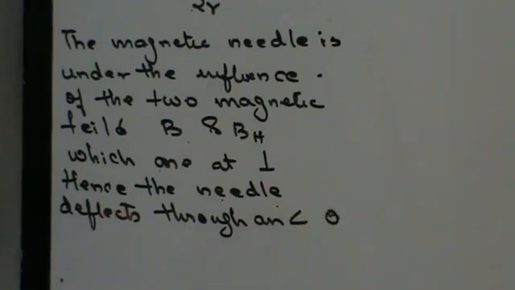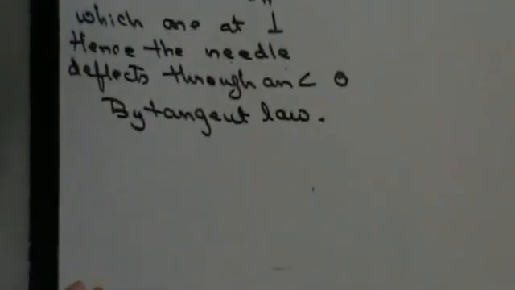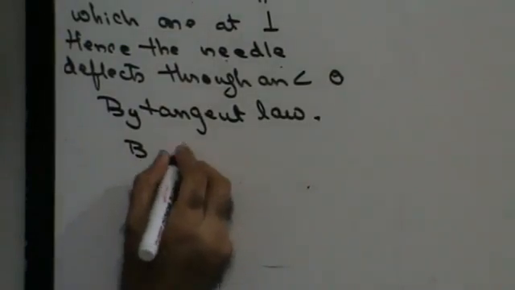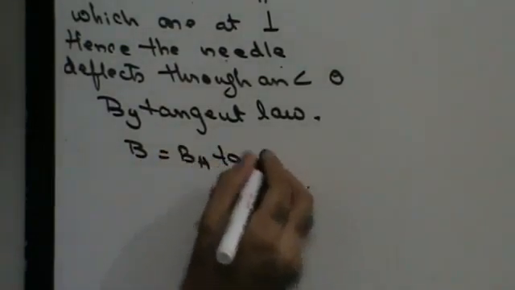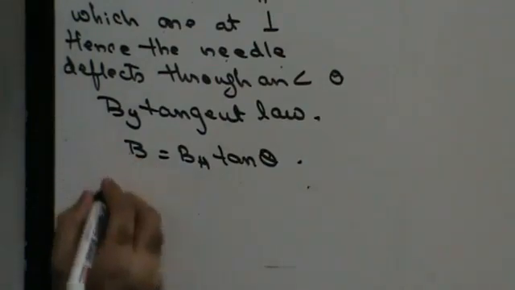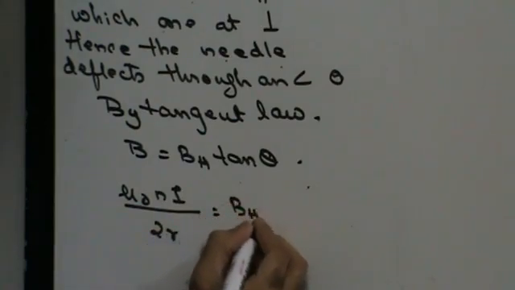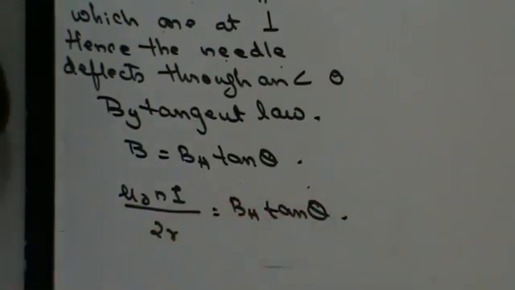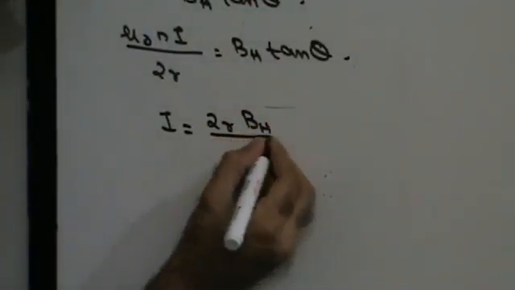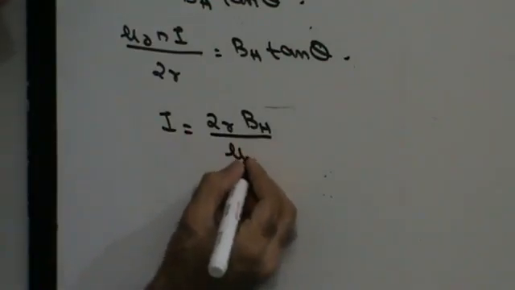Now, since there are two magnetic fields and they are perpendicular to each other, I can use the tangent law. If I use tangent law, I can say that B is equal to BH tan theta. But B we already found out as mu 0 Ni upon 2R, which is equal to BH tan theta. In which case I can therefore say I is equal to 2R BH upon mu 0 N into tan theta.